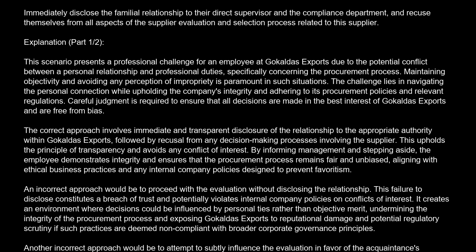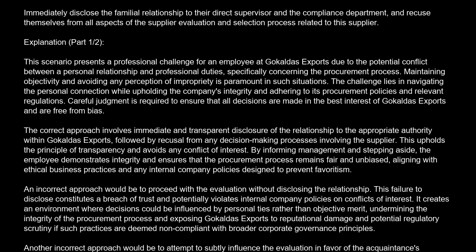Explanation. This scenario presents a professional challenge for an employee at Gokaldas Exports due to the potential conflict between a personal relationship and professional duties, specifically concerning the procurement process. Maintaining objectivity and avoiding any perception of impropriety is paramount in such situations. The challenge lies in navigating the personal connection while upholding the company's integrity and adhering to its procurement policies and relevant regulations. Careful judgment is required to ensure that all decisions are made in the best interest of Gokaldas Exports and are free from bias.